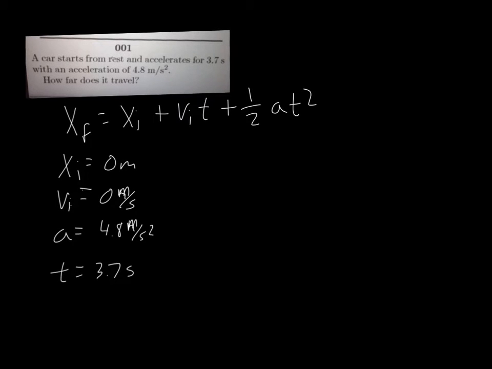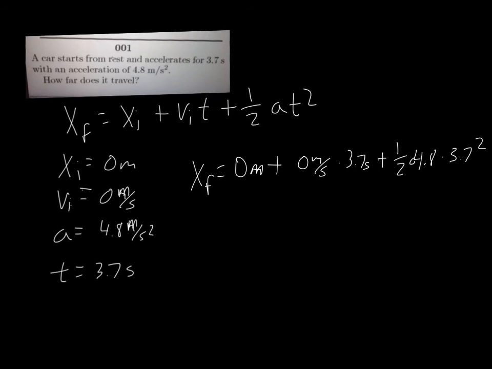Now let's see if we can pull up some more space. So we're going to actually plug this into the equation. xf will be equal to 0 meters plus 0 meters per second times 3.7 seconds plus 1/2 times 4.8 times 3.7 squared.